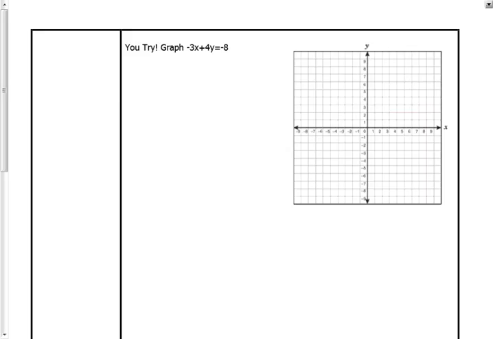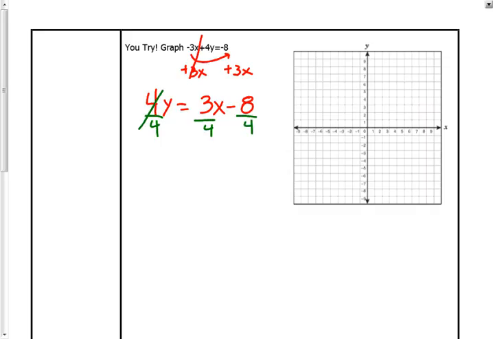Okay, so what you should have done was rearrange your equation, right? We need to get y by itself. So what you had to do was move this negative 3x over here to make it a positive 3x to both sides. So you would have gotten 4y equals 3x minus 8, because that was a negative 8, right? And then if you divide by 4 to everything, you would get y equals 3/4 x minus 2.